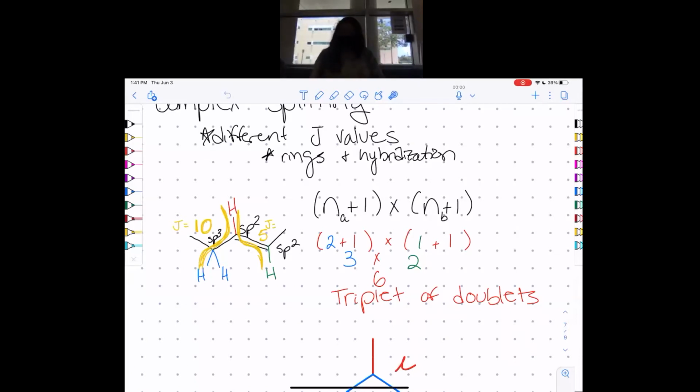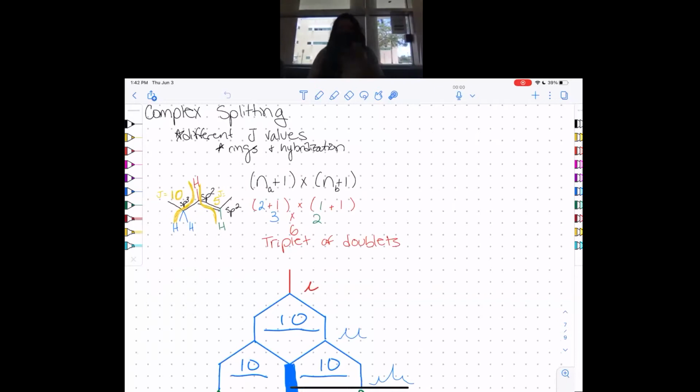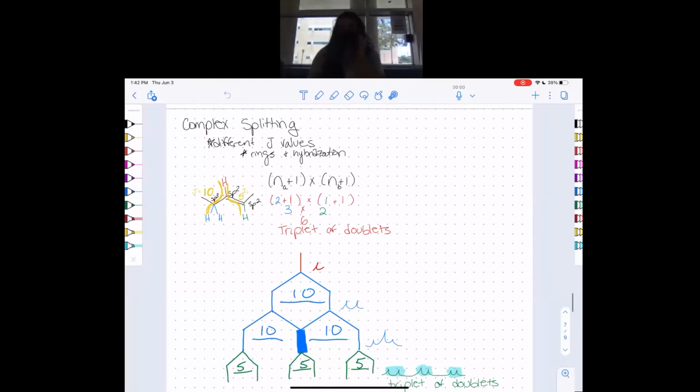Anyways, if you have different hybridizations, like in this example, we're looking at the red hydrogen. We have an sp3 carbon here, an sp2 carbon here. So you are going to have different J values, and that is complex splitting. Tree diagrams, I'm not going to go back into now. You can watch the recording if you missed it, it's just going to take way too long. So any questions about this before we move on?